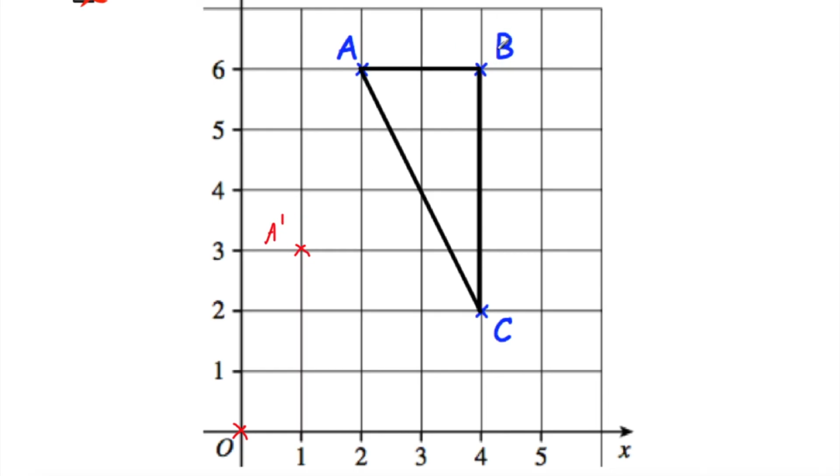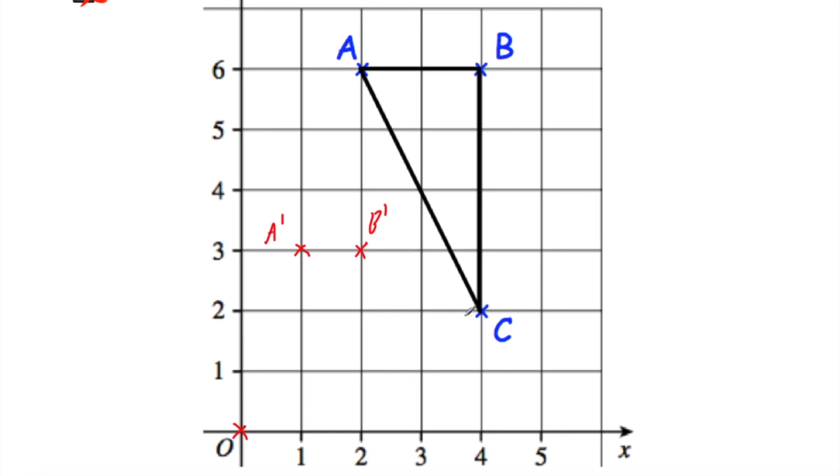In terms of B, well, B's here. So in terms of B, to get there from the center of enlargement, we would go 1, 2, 3, 4 to the right, and 1, 2, 3, 4, 5, 6 up. So instead of going 4 to the right and 6 up, we're going to half that. So it's going to be 2 to the right and 3 up. So 2 to the right, 1, 2, and 3 up. 1, 2, 3. So that's going to be where B dash would be.